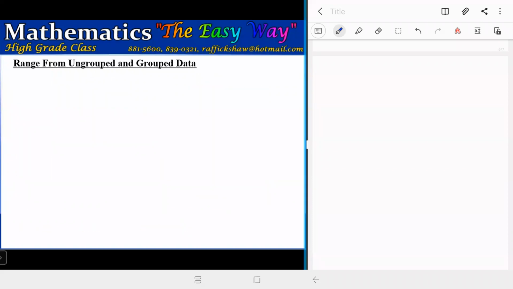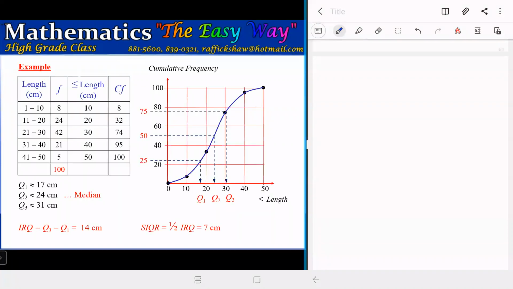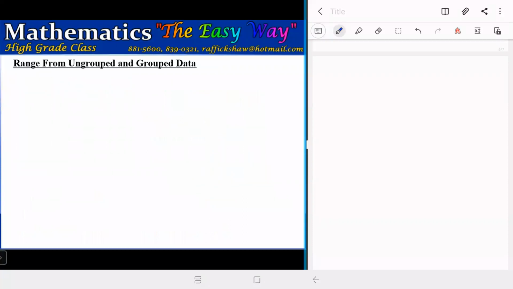But I want to talk about range first. We're talking about range. Notice, since we came onto ungrouped data and grouped data, we have not spoken about range. We spoke about mean, mode, median. Oh, by the way, when the data is grouped, I'm going to deal with mode for grouped data just now. So don't worry, I'll come in.